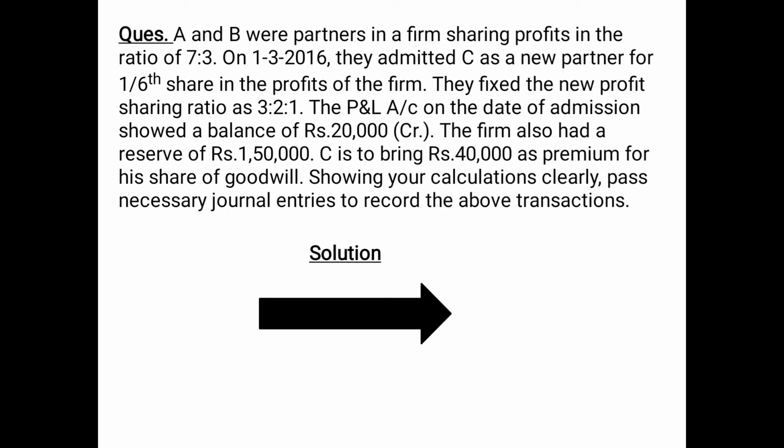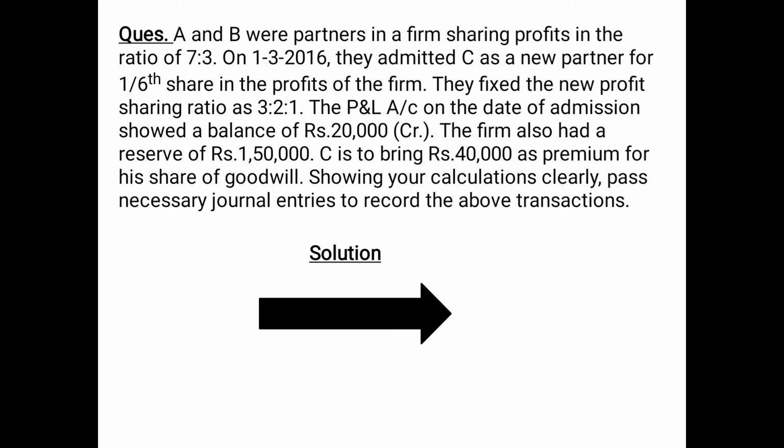The firm also had a reserve of rupees 1,50,000. So reserve is also an undistributed profit. It will also be distributed among the old partners in the old ratio. So the entry for distributing this reserve will be reserve account debited 1,50,000, to A's capital account, to B's capital account, and 1,50,000 will be distributed in the ratio of 7:3.